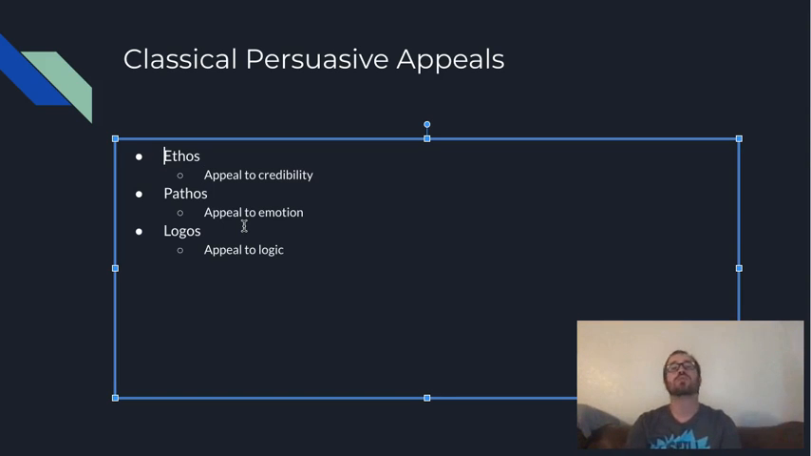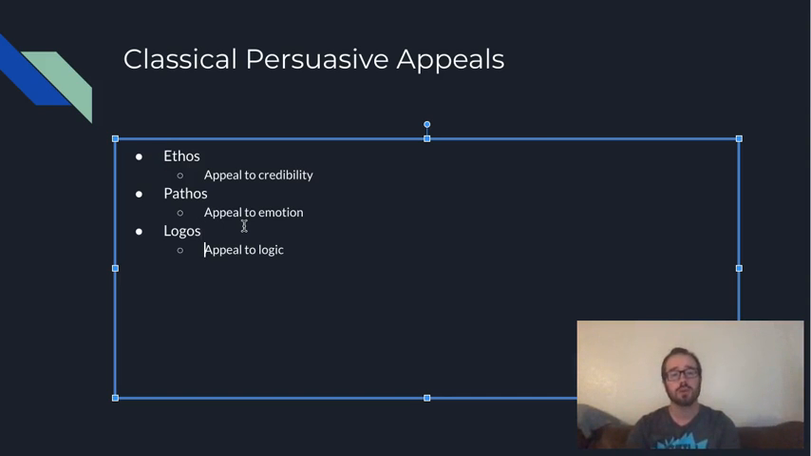Ethos is an appeal to credibility. So anything we do to improve our own credibility is an ethos appeal. So doing good research, citing sources correctly, right? Dressing well, standing well, speaking well, all of our delivery stuff helps with our credibility. Everything that you do to appeal to your audience's idea of your credibility is an ethos appeal.